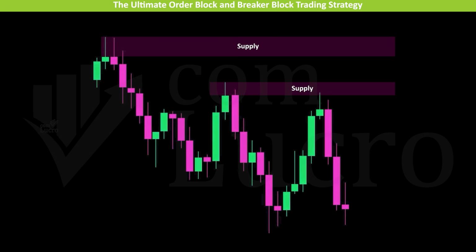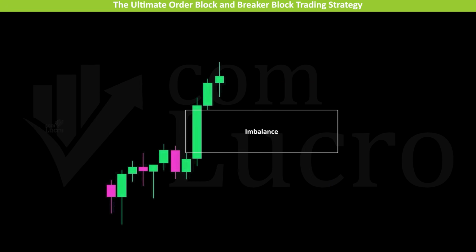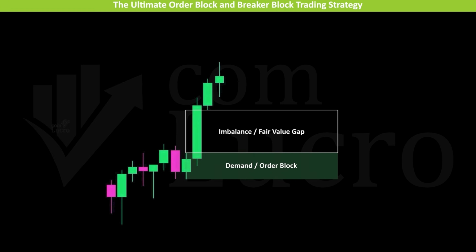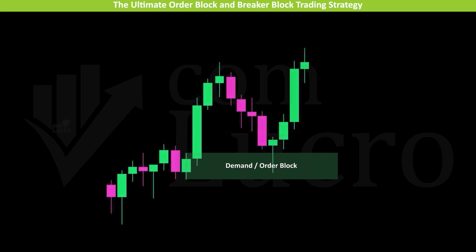Now, order blocks are a special type of supply and demand zone, but they form when a large number of buyers or sellers enter the market at once, creating a visible imbalance in price. This imbalance between buying and selling pressure can often be identified through what we call fair value gaps. These gaps appear when price moves too quickly in one direction, leaving certain orders unfilled, and the market may later return to those areas to restore balance.